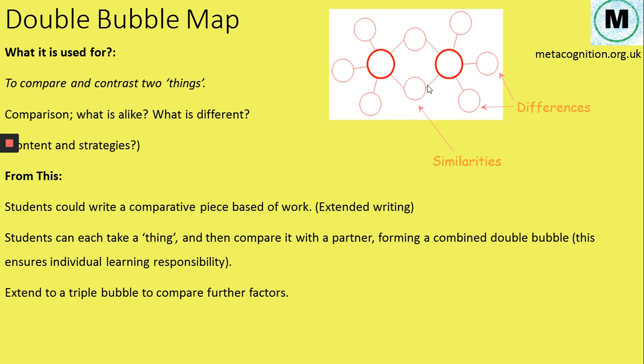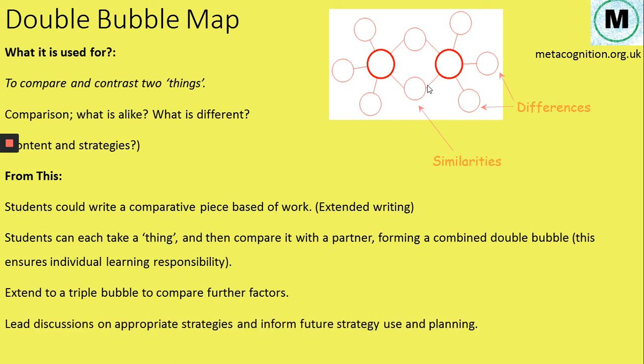You can also extend this to a triple bubble. I'm guessing you could add in 4 bubbles, but it might get a bit of a mess. But you could add in a third bubble and add in a different factor to compare, and see how that links in, see how there are further similarities there, and further differences.